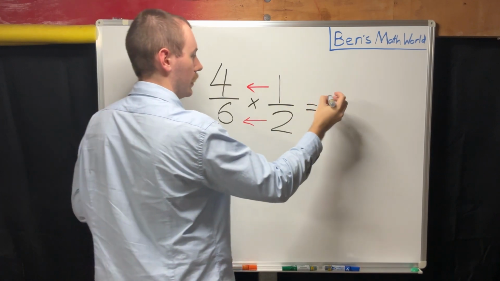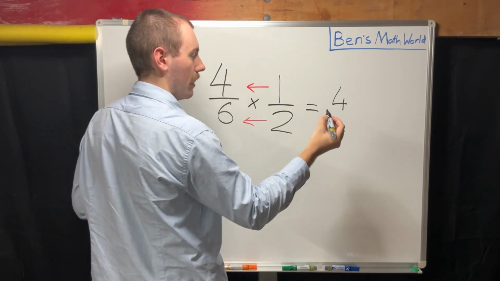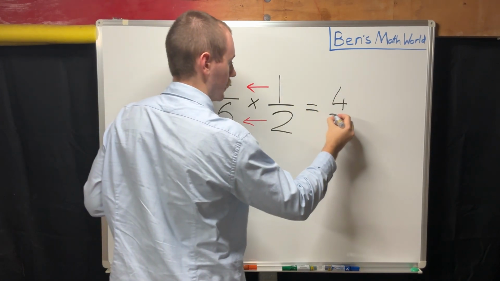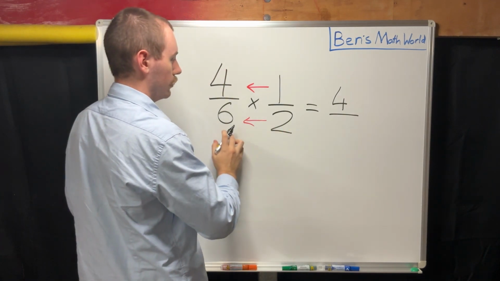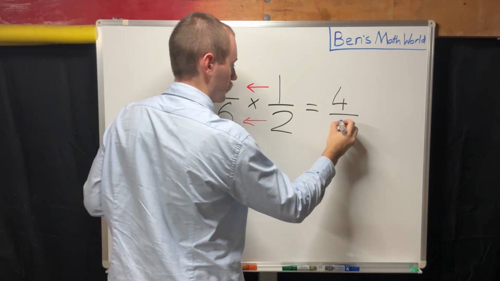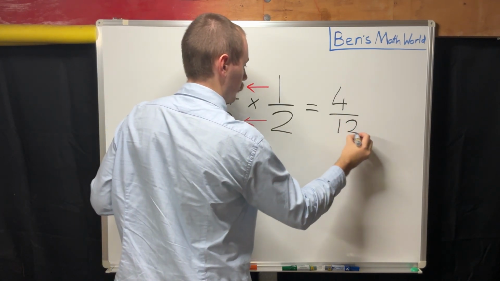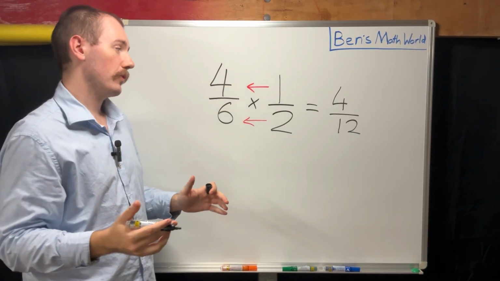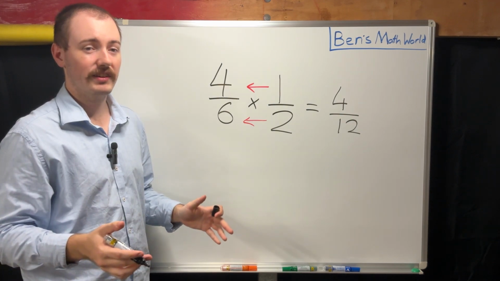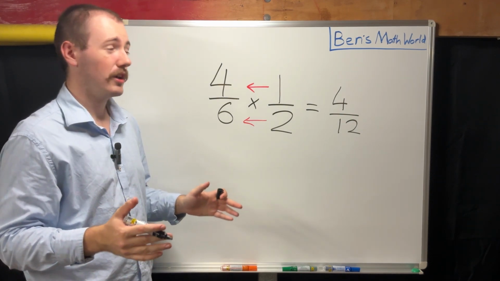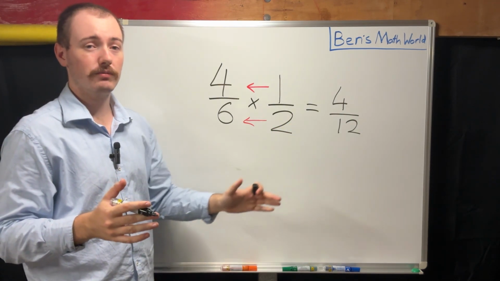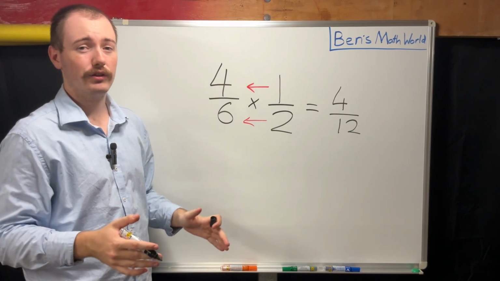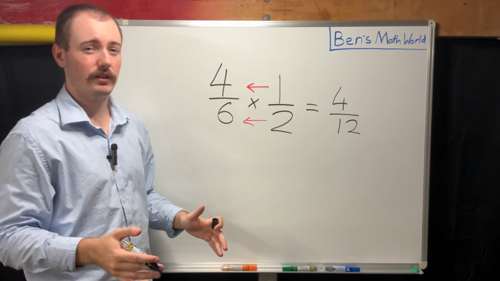So 4 times 1, that's 4. Anything times by 1 is just itself. And now we're going to do 2 times 6. So that is 12. So 4 over 12. And now that's not what we said before. Before we said 2 over 6. And now that wasn't even the correct answer, because when we do our fraction multiplication, we also have to do simplification.